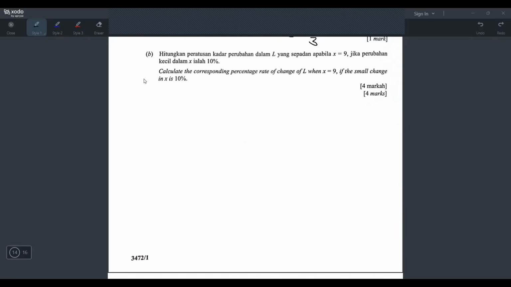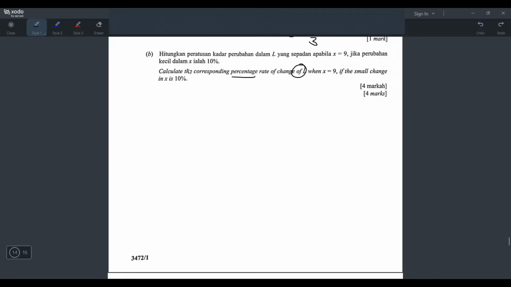Okay, let's do B. So let's read the question. On B, calculate the corresponding percentage rate of change of L when x equals 9 if the small change in x is 10%. Okay, I think this question is a small change question, right? Don't get confused by the word rate here, right? Because sometimes if there's rate, then it's a rate of change question, right? But I think this is a small change question, yeah.